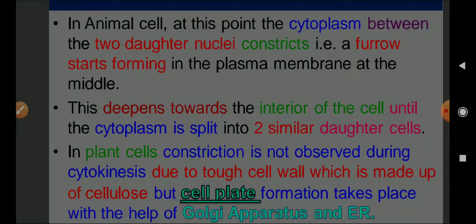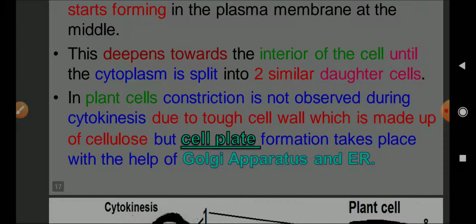While in plant cell, constriction is not observed. Why? Because there is a presence of cell wall, and cell wall consists of cellulose. Then how is it going to take place? It is going to take place with the help of cell plate, with the help of Golgi apparatus and endoplasmic reticulum. So in a plant, the division begins from inside to outside, and it is known as centrifugal cell division.